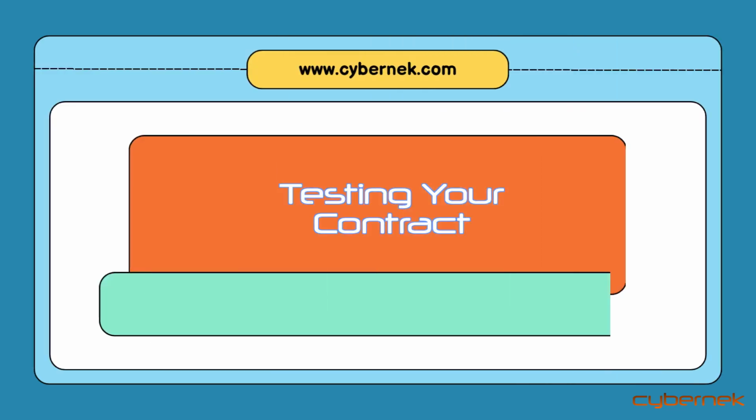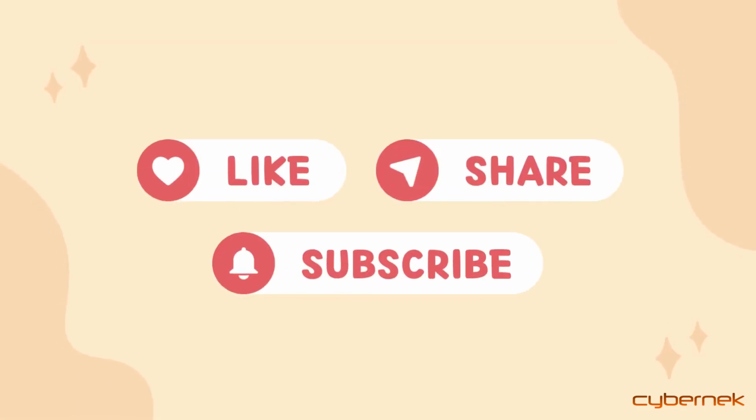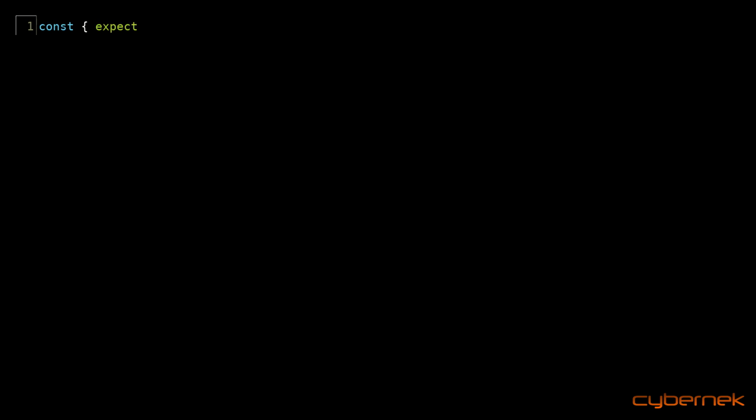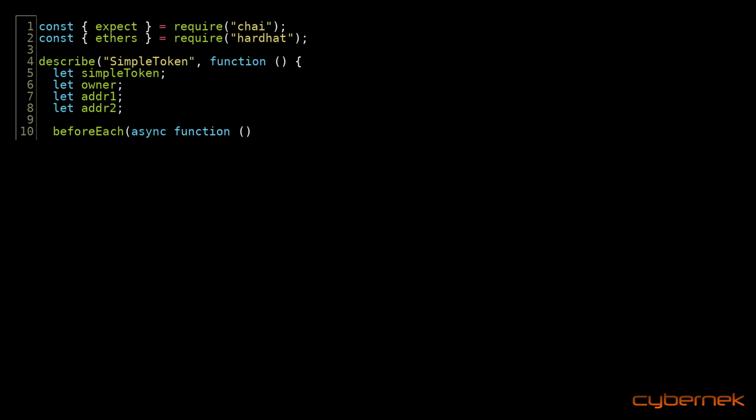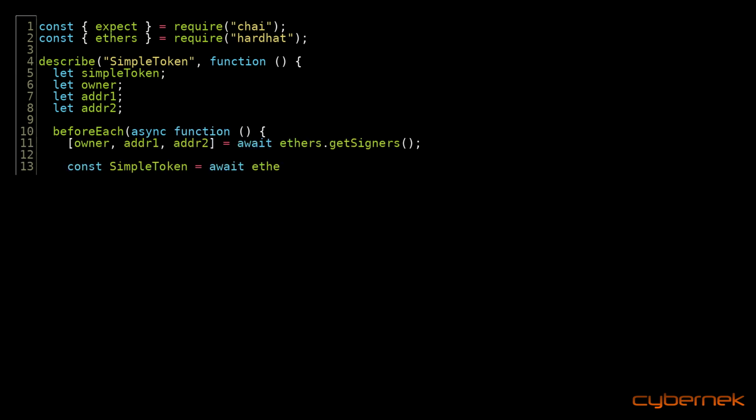Testing your contract. Comprehensive test suite using Mocha and Chai that sets up test signers, deploys the contract before each test, verifies initial state, tests successful token transfers, and ensures proper error handling for insufficient balance.